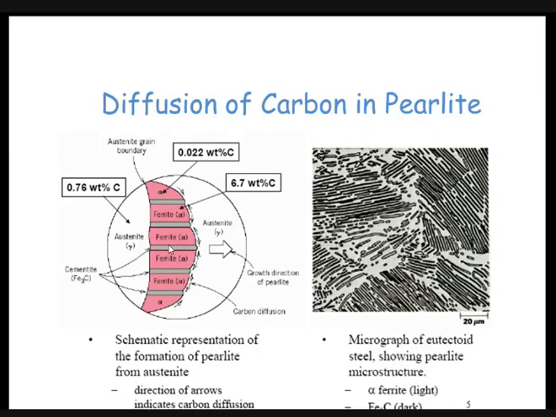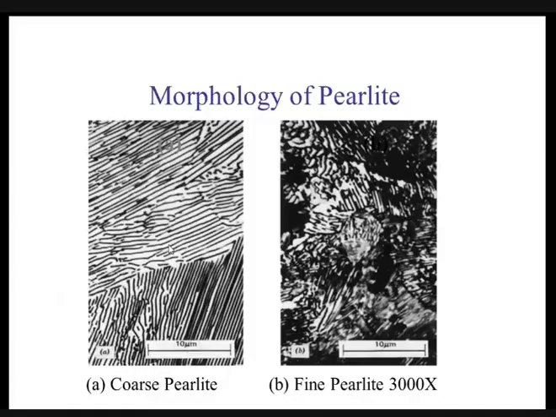Suppose you are cooling in air, then it is moderate cooling, and you will get fine pearlite. Suppose you are cooling in the furnace itself, then it's a very slow cooling. In that case, you will get coarse pearlite. So remember that for formation of pearlite, carbon is very important, and cooling rate is also important. If you are going for air cooling, or normalizing, in that case you will get fine pearlite. But suppose you are cooling the steel sample in the furnace itself, like annealing, in that case you will get coarse pearlite. This is the morphology of fine pearlite and coarse pearlite.